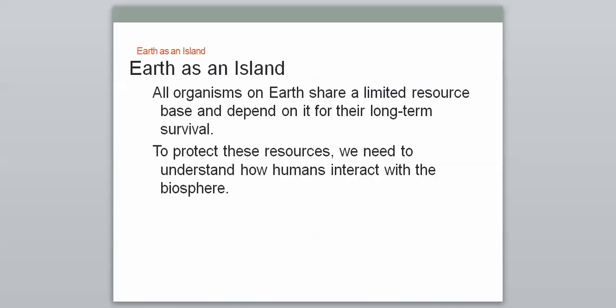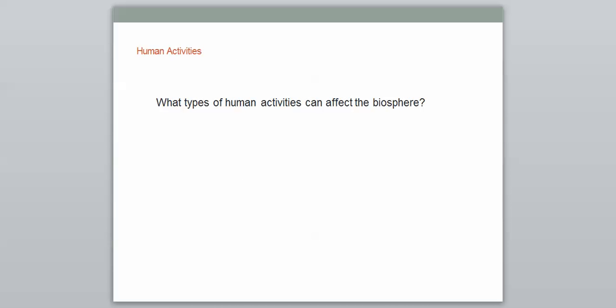If you picture a desert island, it could be that the coconut tree is the source of survival. We have to look at all organisms like that, with us included, because there are limited resources for us all on the planet Earth today. And to protect these resources, we need to understand how humans are interacting with the biosphere. How are we positively and negatively affecting the world that we're living in today? Then we're going to have to take a look at the specific activities that play a role.